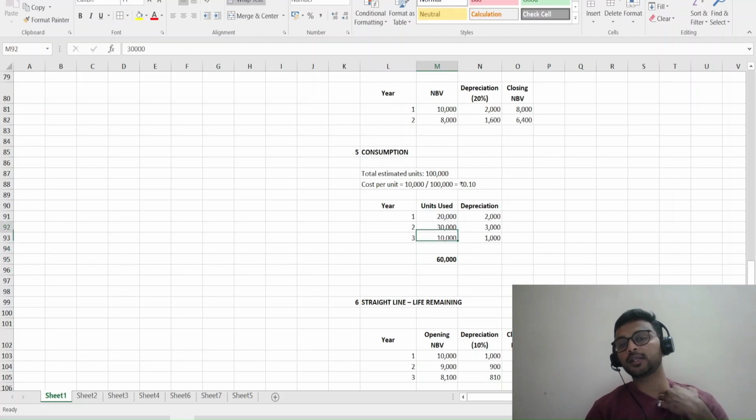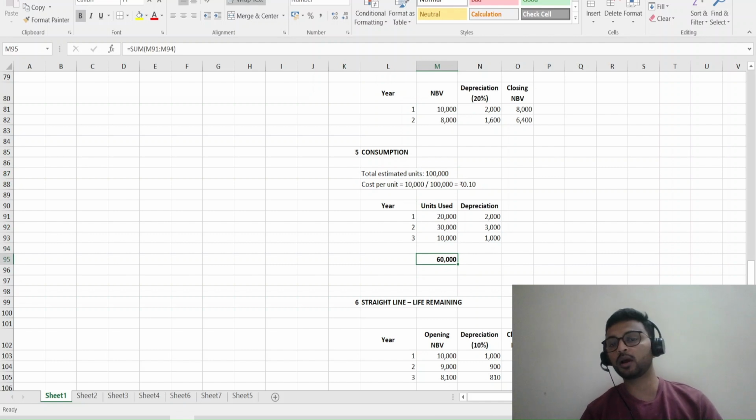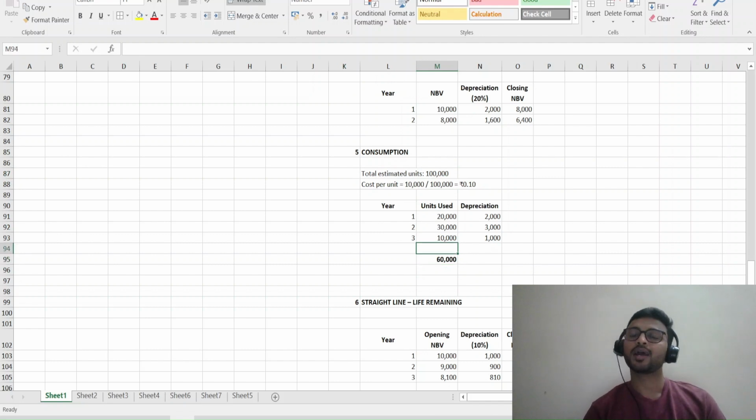This assumes the machine works at 100% capacity. If it works at more than 100% capacity, that will change, and that is also possible. But on the basis of the same, the depreciation will be calculated here.